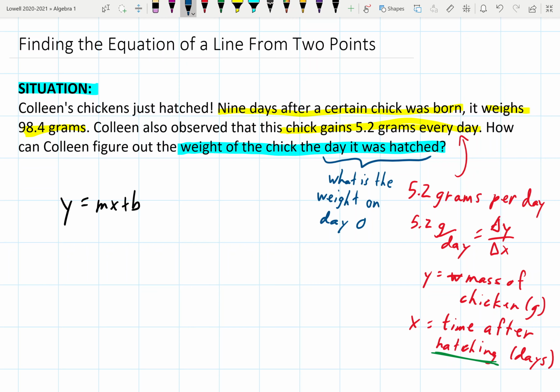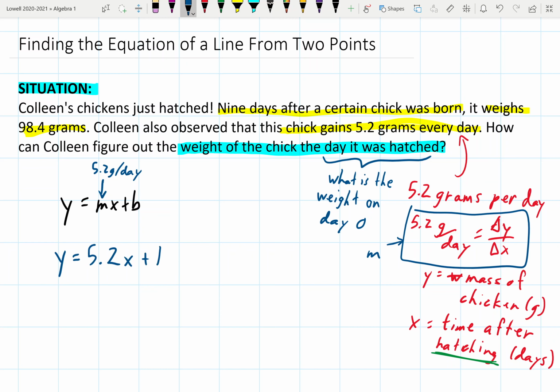Okay, so we've talked about what information we have and how it translates mathematically. Notice this right here is our slope. That's m, and so we actually already know this. This m is 5.2 grams per day. We want to talk about this equation, so I can clean that up. We know our equation is y equals 5.2x plus b. And b, that would be our y-intercept, and therefore what we are looking for.